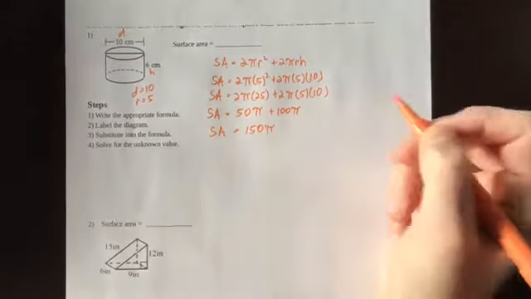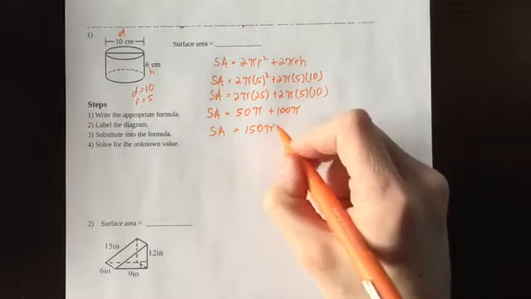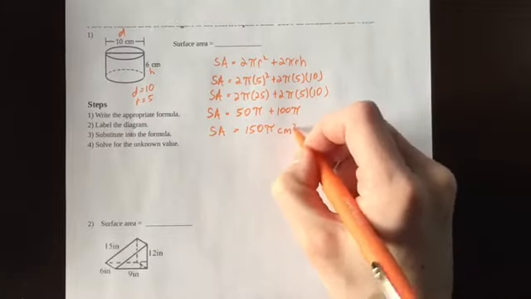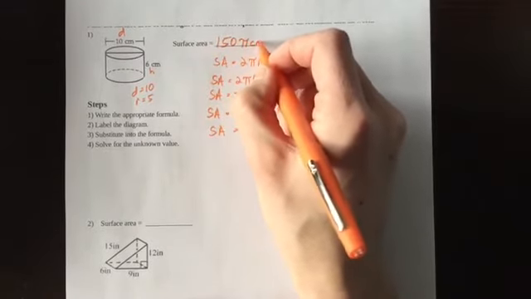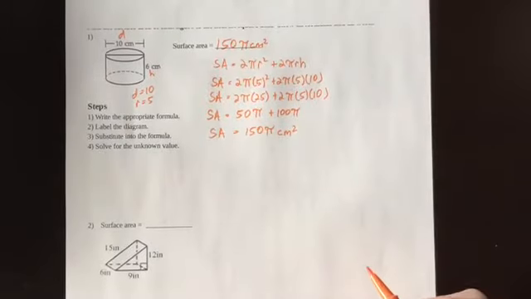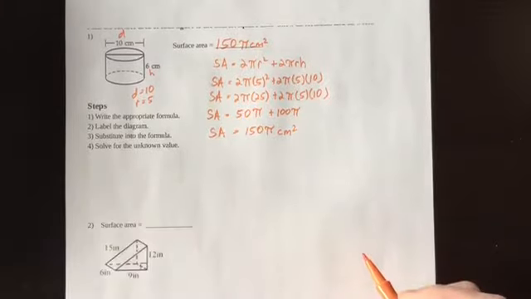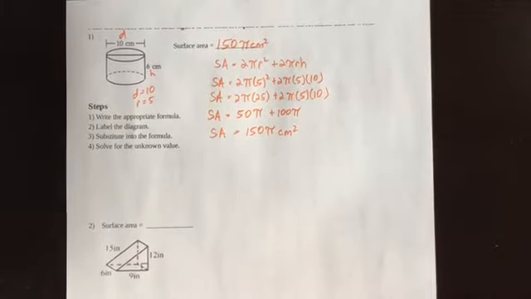Our surface area is 150 pi, and we must still include units, centimeters squared. So surface area, 150 pi centimeters squared. Okay, so now surface area of our triangular prism.